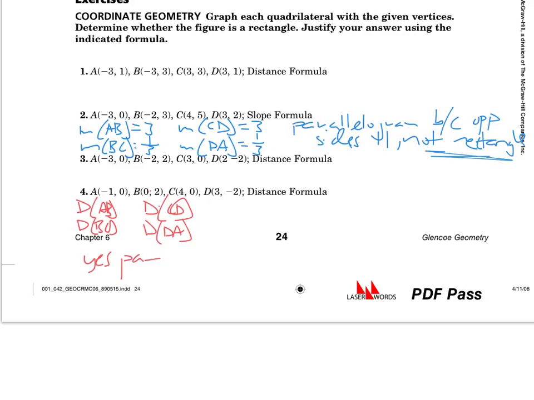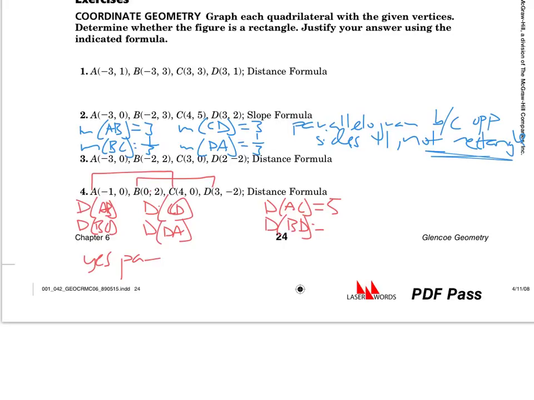Now, to show that it's a rectangle, you need to find the distance of the diagonals. So you're going to find the distance from A to C and show that's equal to the distance from B to D. Distance from A to C: from -1 to 4 is going to be 5. From 0 to 0 is just 0, so the distance from A to C is just 5. Real easy.